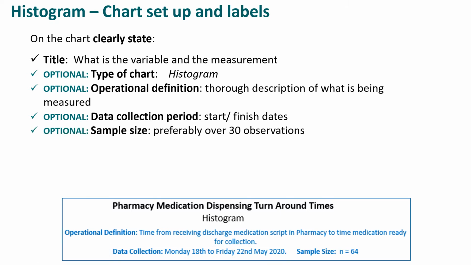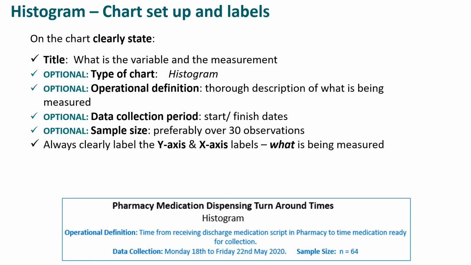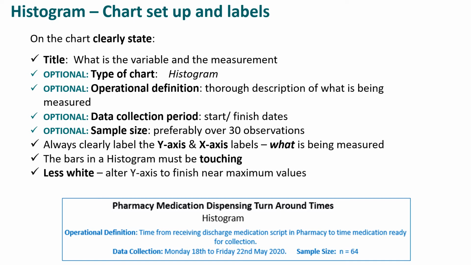And as I said before, put the sample size. It's preferable to have over 30 observations in a histogram, which is great with this one. We've got 64 cases. And always clearly label the y-axis and the x-axis so that people know what's being measured. And with the histogram, the bars must be touching. And it's best to have less white, so make sure that you alter the y-axis to finish near the maximum values.